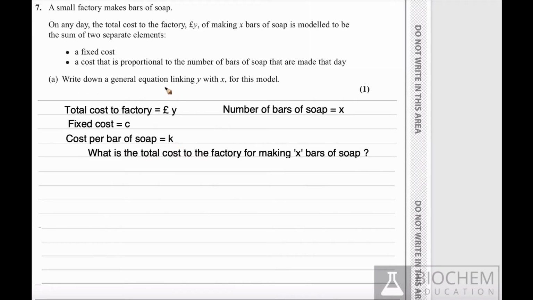So this question, which asks for an equation linking y with x, is in other words asking us what is the total cost to the factory for making x bars of soap. So we can find an equation for total cost of the factory, which will be y equals the cost per bar of soap is k and total number of bars is x. So we can say k times x plus c, c being the fixed cost.